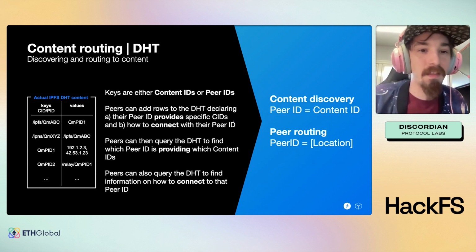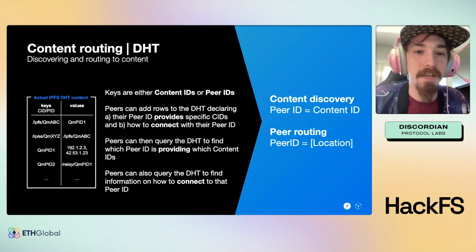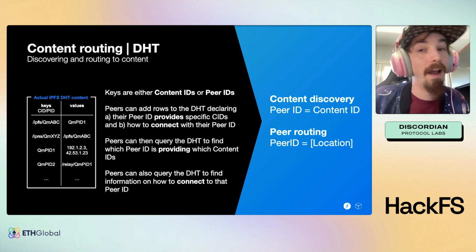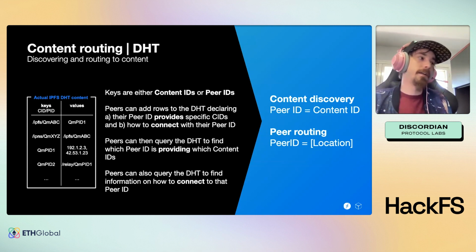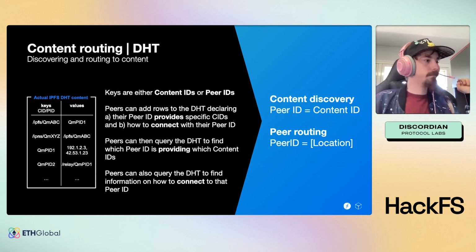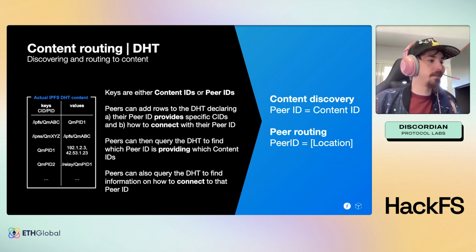So now that we have a database which is maintained collectively by all the peers in the system, how does IPFS use it? Simple. When the content is added to IPFS, a peer will insert one row in the DHT. Keys are either content IDs or peer IDs. Peers can add rows to the DHT declaring A, their peer ID provides specific CIDs, and B, how to connect with their peer ID. Peers can then query the DHT to find which peer ID is providing which content IDs. Peers can also query the DHT to find information on how to connect to that peer ID.